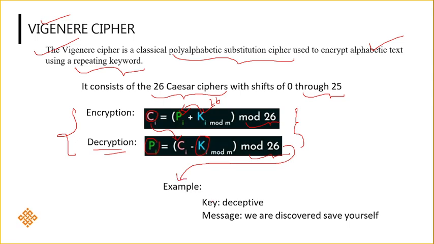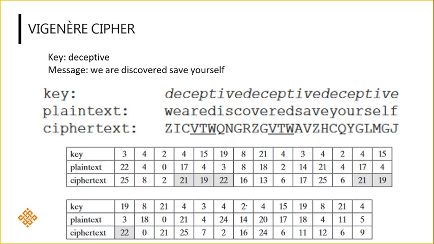Let's see one example. This is the key, nothing but K. The key is deceptive. One of the examples I have taken from a textbook. It may be any key. And this is the plain text, that is the message: we have discovered, save yourself. In order to get the ciphertext, what you should do is just add the values of P and K, that is D with W, E with E, like that. Okay, let's see how it works.